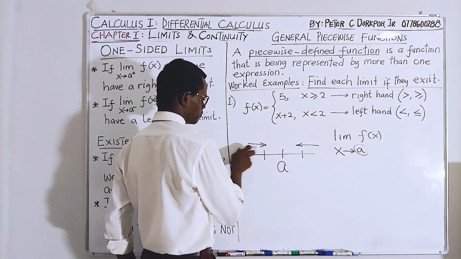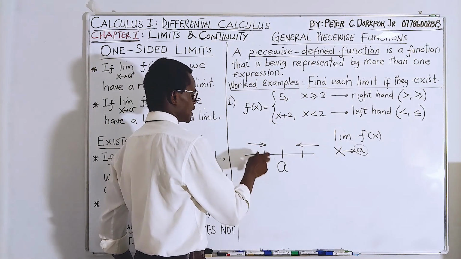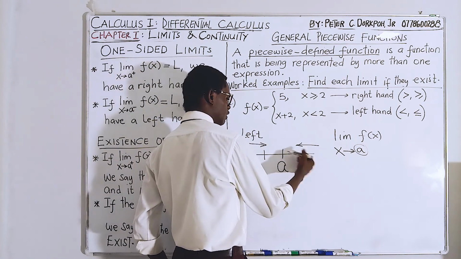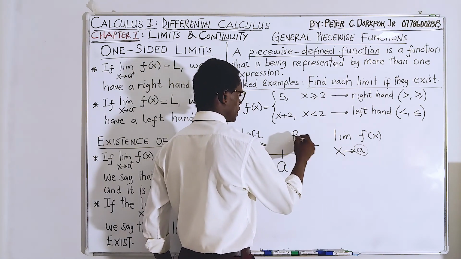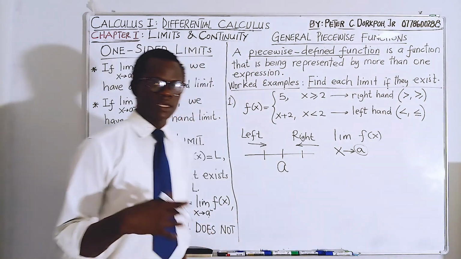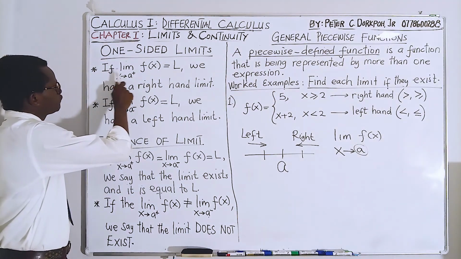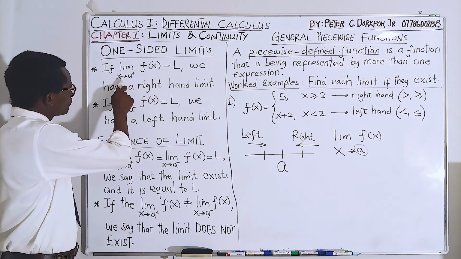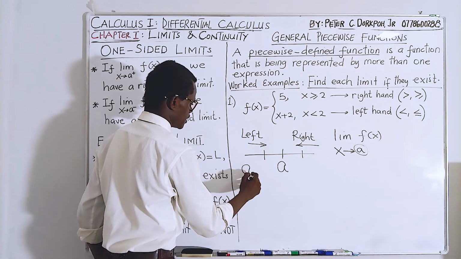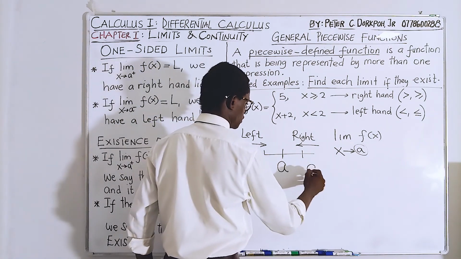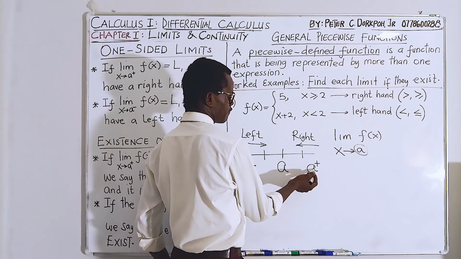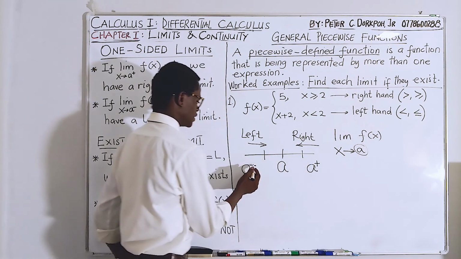So when x is approaching e from this side, it means that x is approaching e from the left. When a particular value is approaching e from the other side, it means it's approaching e from the right. So that's the difference between the right-hand limit and the left-hand limit. This symbol indicates a from the right, and this is a from the left.